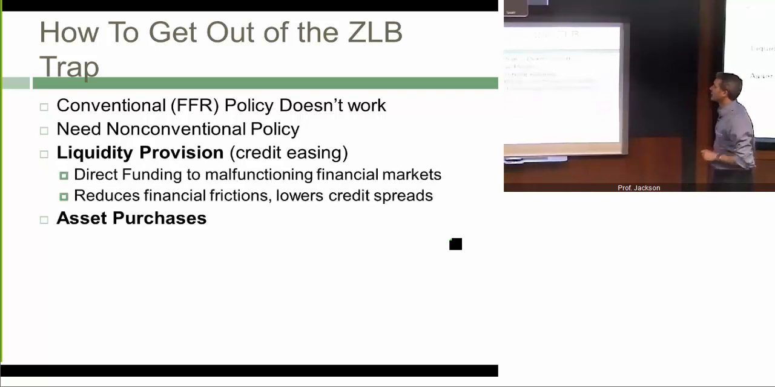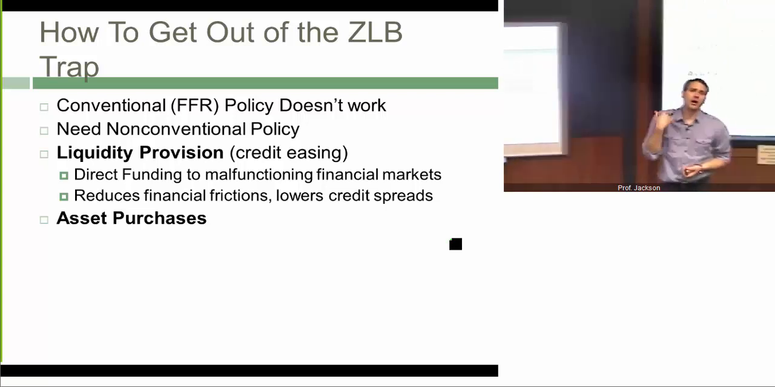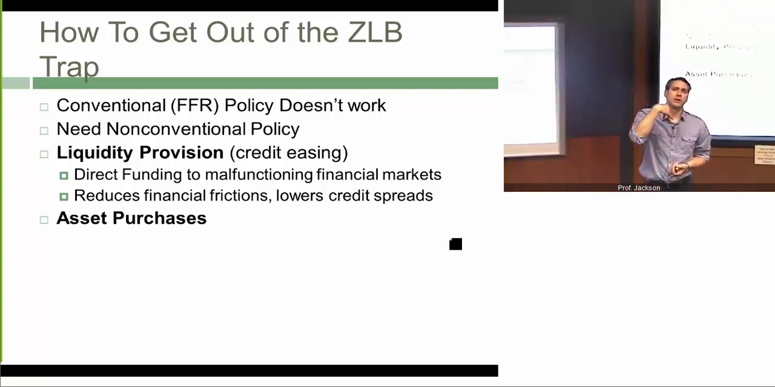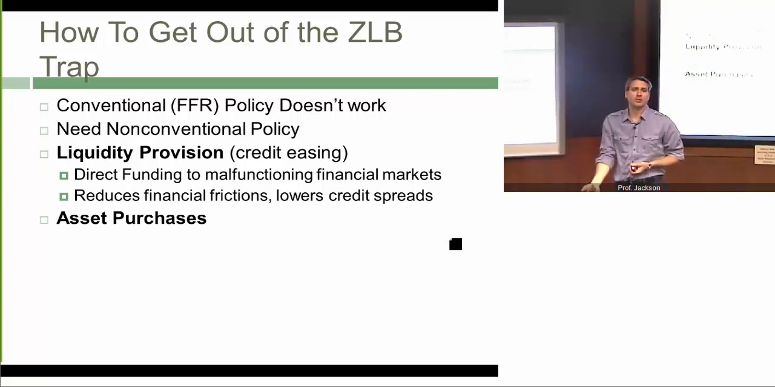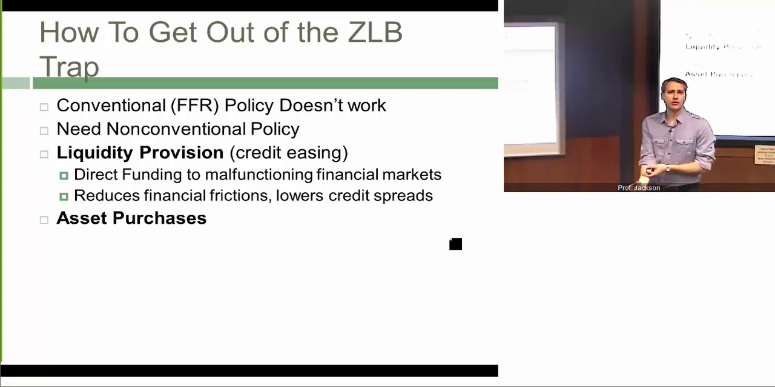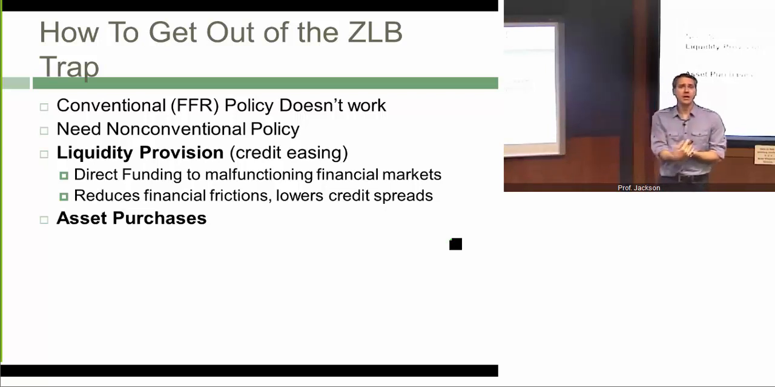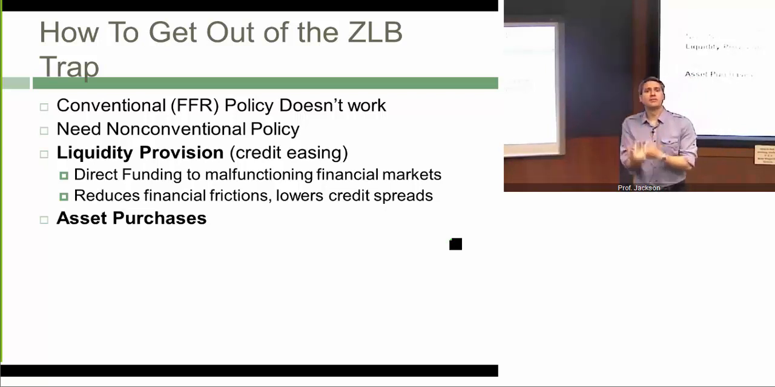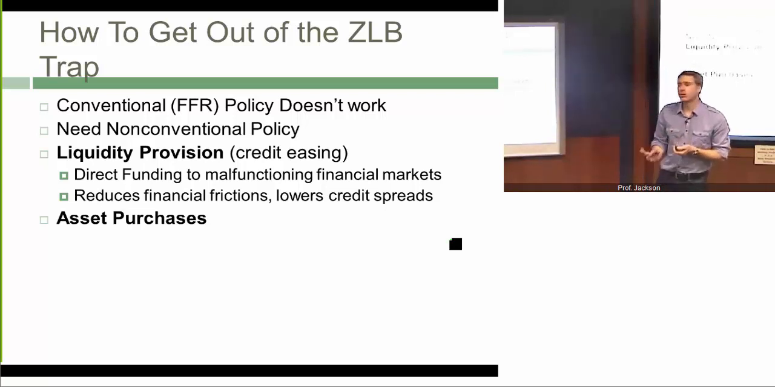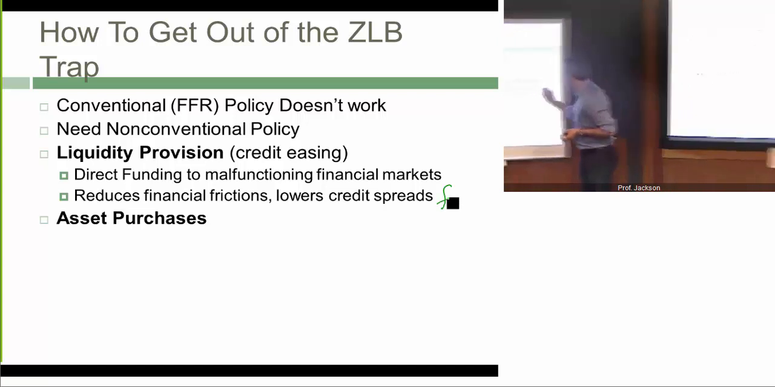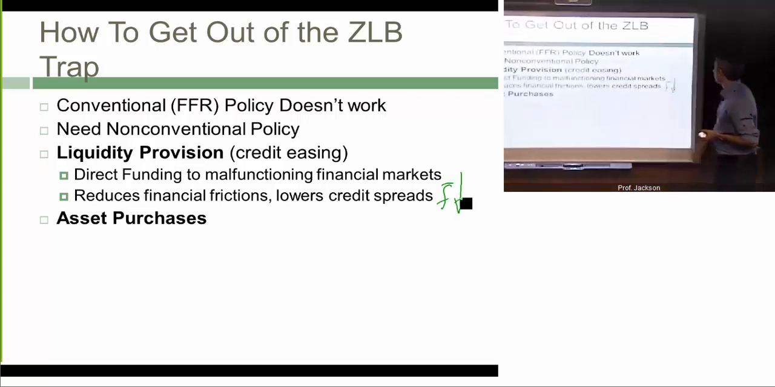The first is what's referred to as liquidity provision. We can think of this as direct funding of malfunctioning financial markets. We saw this as a result of the financial crisis in 2007 to 2009 and beyond, where the Fed was pumping liquidity into certain segments of financial markets through directed lending programs and whatnot. And so the idea is that it's going to reduce financial frictions.